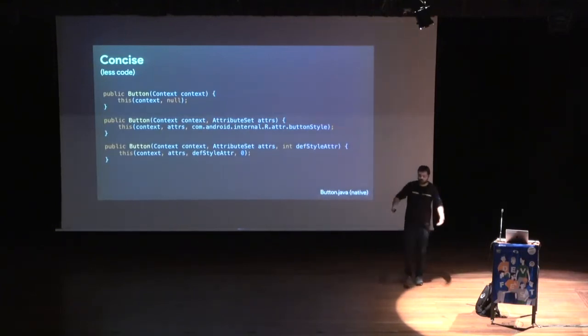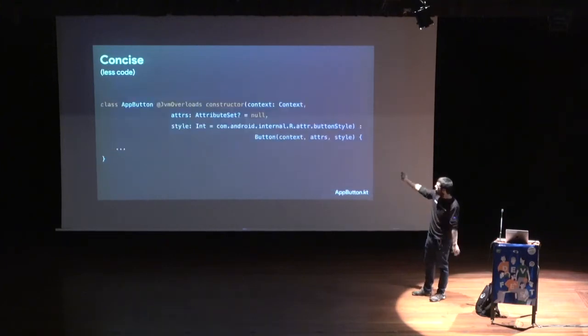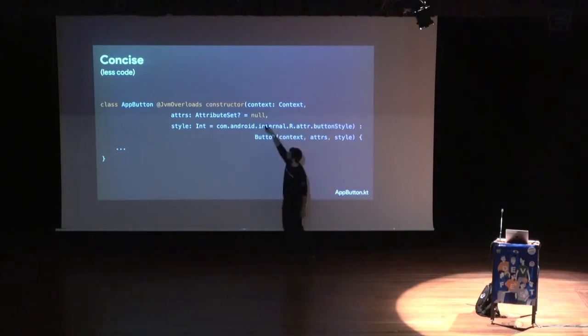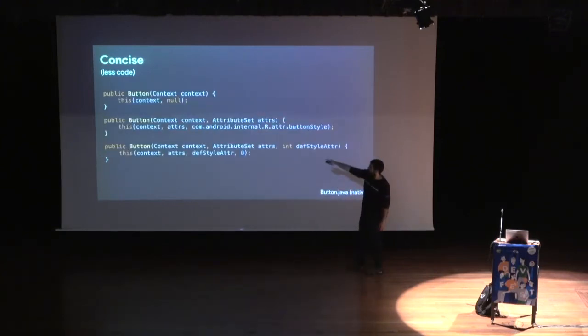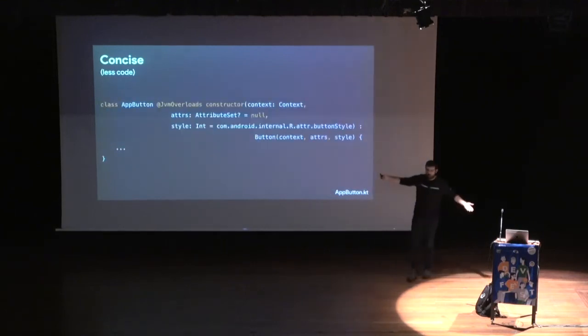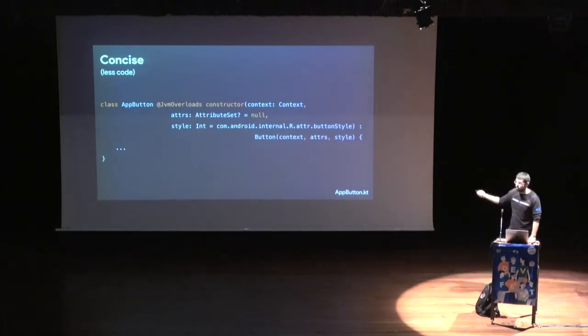In Kotlin, we can just override the constructor with the default values that I've mentioned previously and have this, okay? We're saying here that we're going to overload the constructor and we'll send these default values, null and com.android button style. And with a single line, we'll have the same method, okay? This is pretty cool and saves you a lot of time.